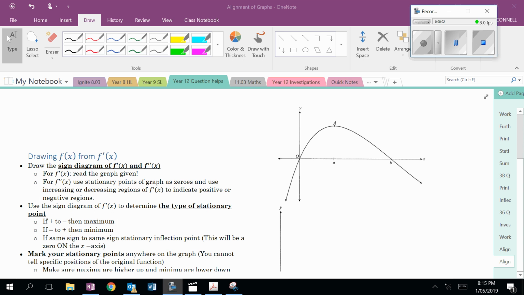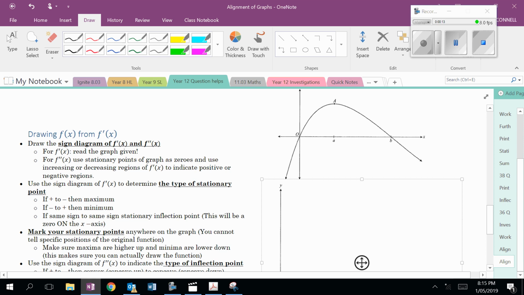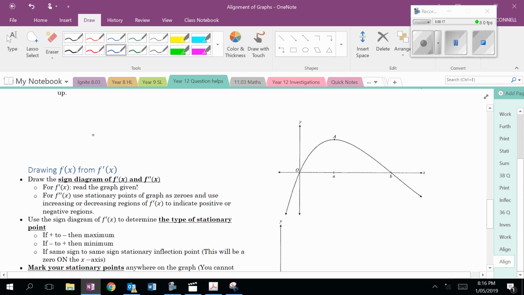Okay, now with this one here, we've been given the derivative, and we've been asked to draw the original function. These are a little different, but it's a matter of working through the process again. So we've got to start here by drawing the sign diagram of the derivative and the second derivative. Now the first derivative is actually just really easy because we just read it off the graph. So that's a and b there, and that's my origin there.